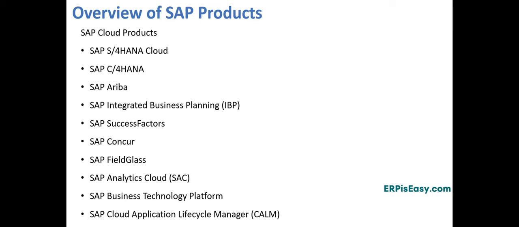We're also going to take a look at some of SAP's cloud products like S/4HANA Cloud, C/4HANA, Ariba, Integrated Business Planning, SAP SuccessFactors, Concur, Fieldglass, Analytics Cloud, Business Technology Platform, and SAP Cloud Application Lifecycle Manager, which is also known as CALM.